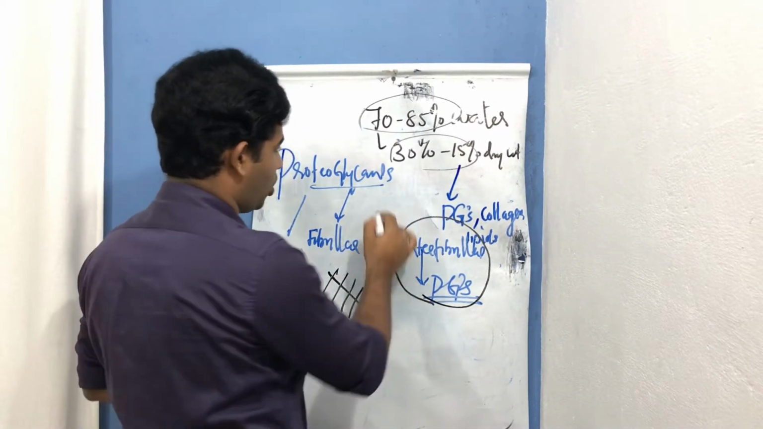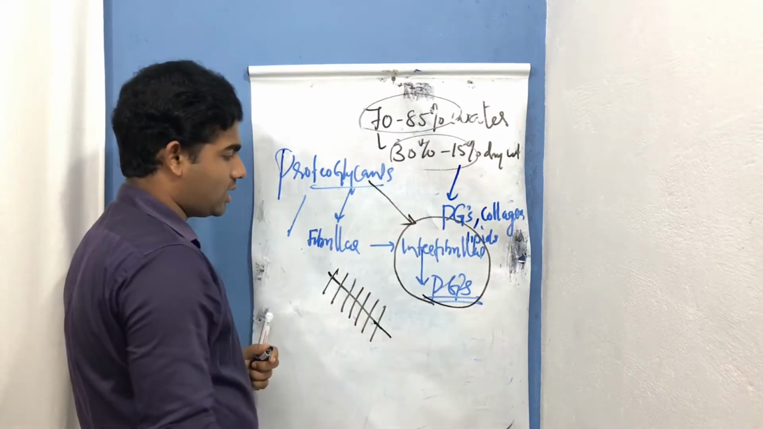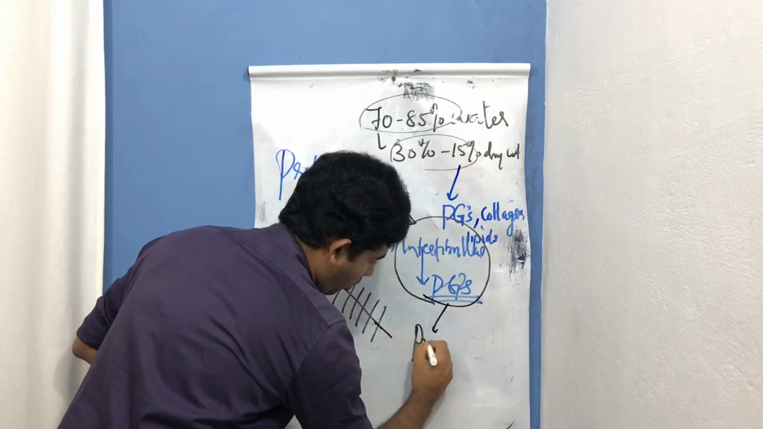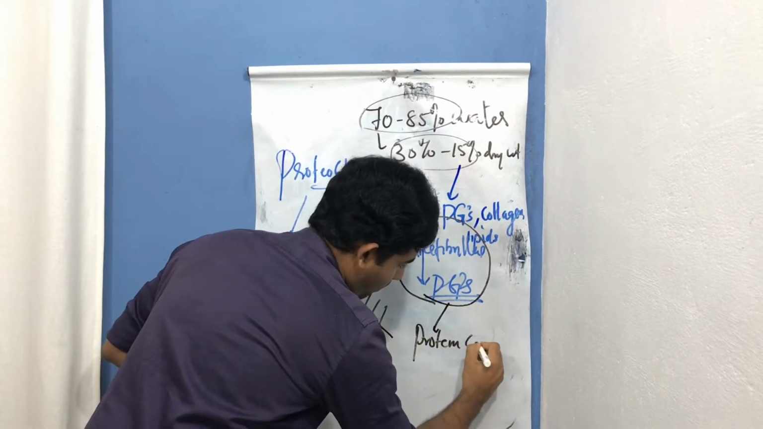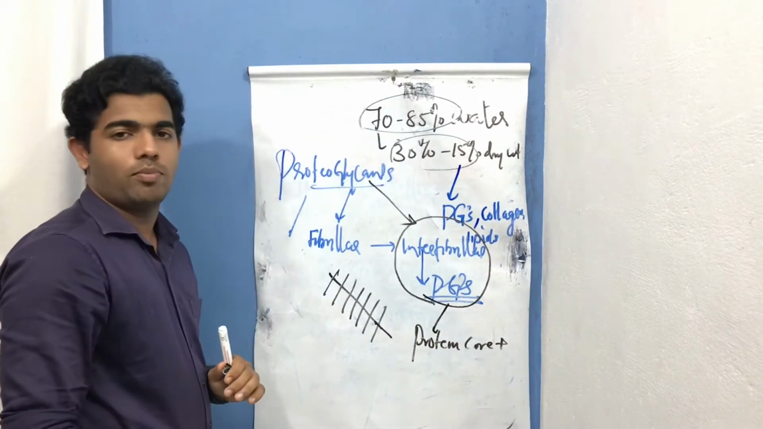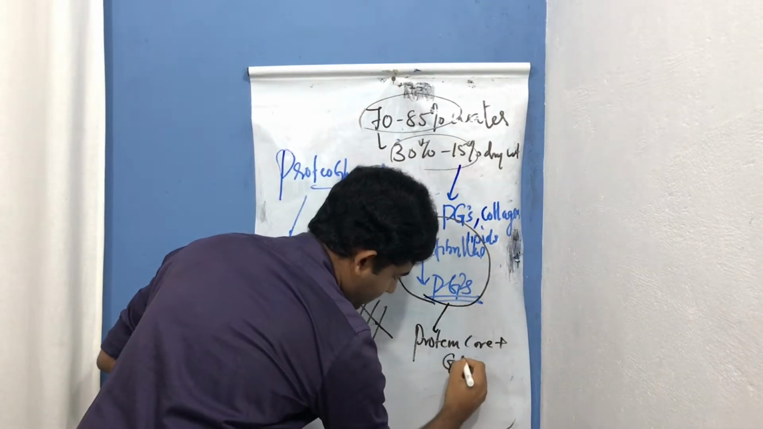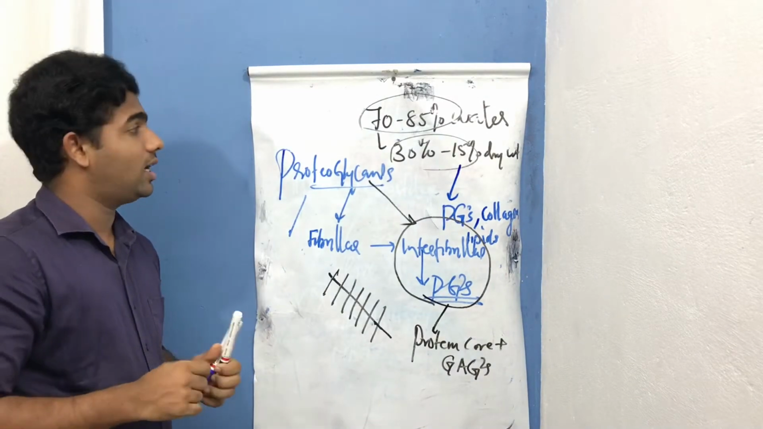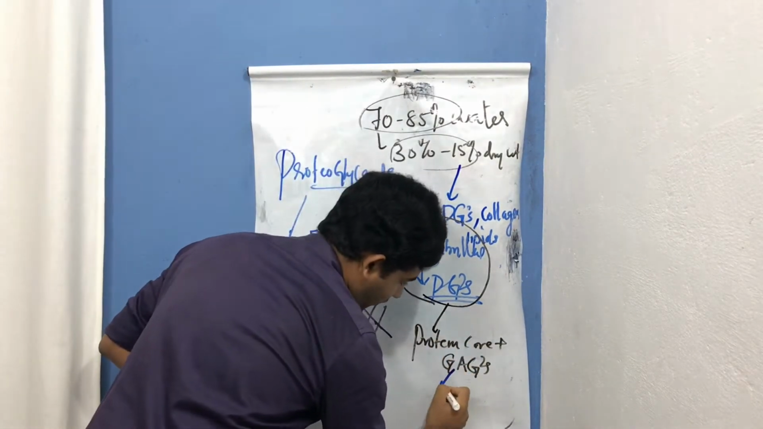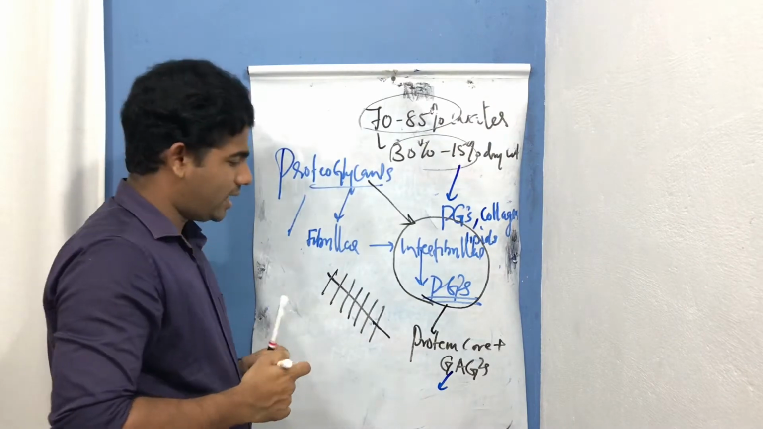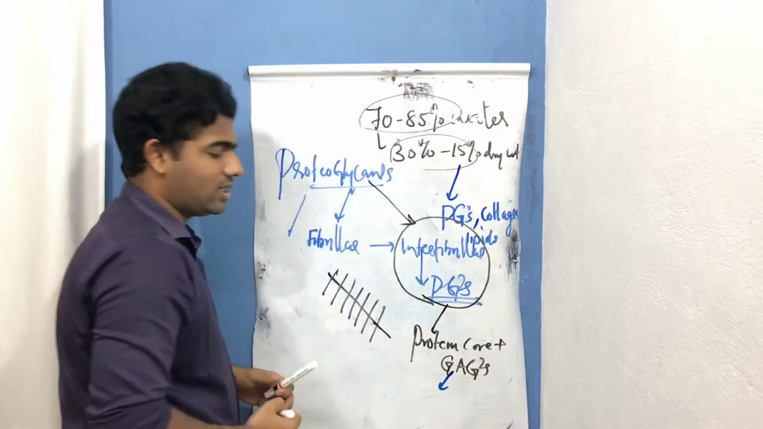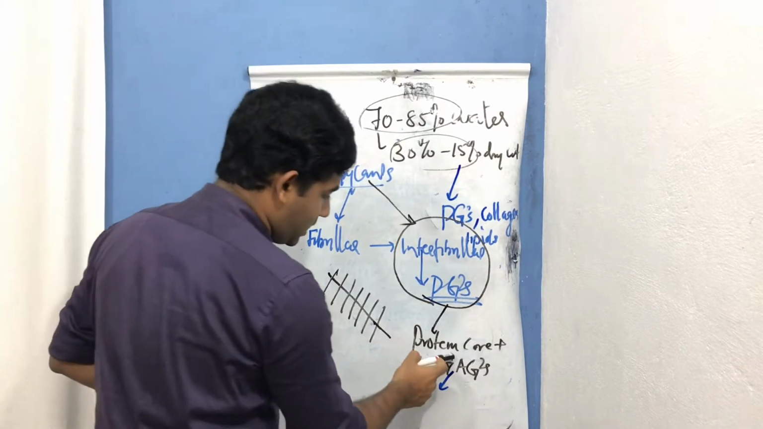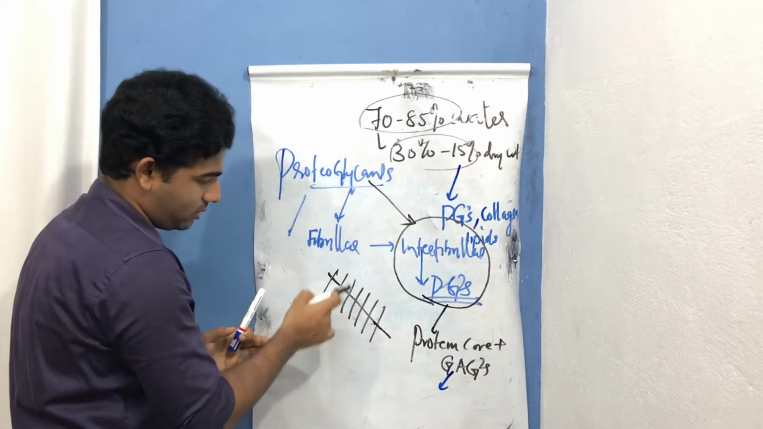Once again, the proteoglycans are interfibrillar components, and proteoglycans are made up of a protein core plus GAGs, that is glycosaminoglycans. The two GAGs seen in the cartilage are chondroitin sulfate and dermatan sulfate. You need not remember that. Okay, protein core plus the GAGs, and the GAGs are attached to the protein core like this.